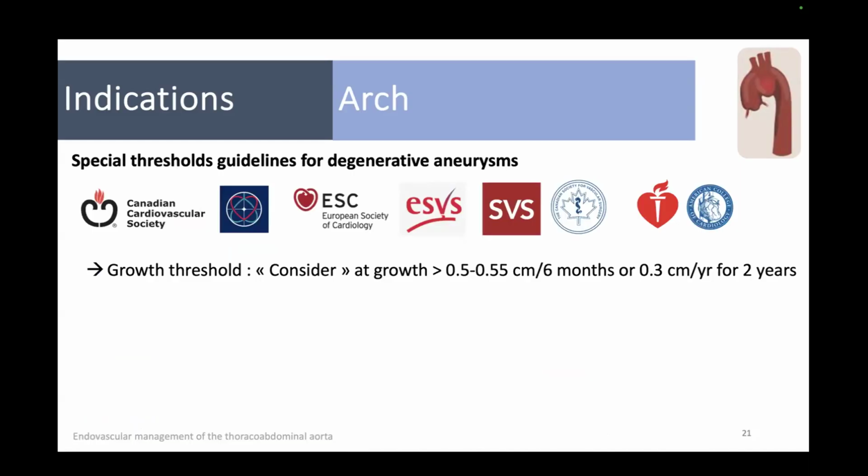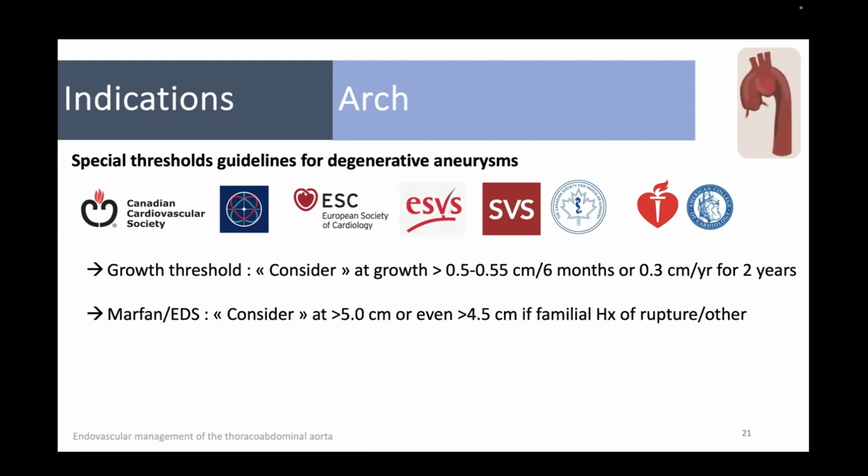There's also a growth threshold, so it's a consider. It's not necessarily a you should treat. It's a consider that a growth of 0.5 to 0.55 centimeters every 6 months or 0.3 centimeters every year for 2 years in a row would be a criterion to consider surgery or endovascular treatment.